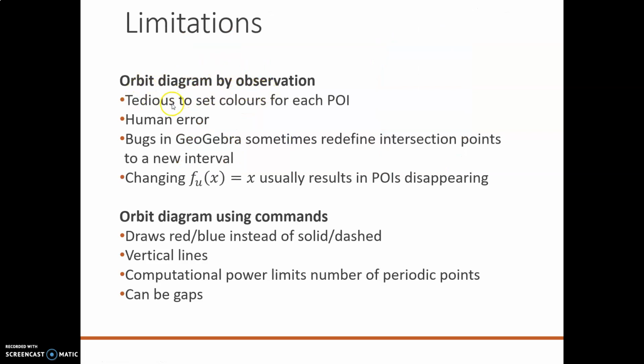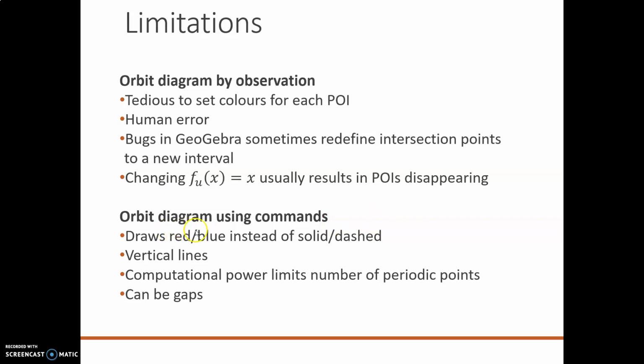The orbit diagrams by observation were tedious to set the colors for each point of intersection. It could involve human error if you copied and pasted something wrong or referenced the wrong cell. There were bugs in GeoGebra. Sometimes when you end up using the slider, some of the points of intersection would be redefined to other points and they would never come back to their original. Changing f of u of x usually results in POIs disappearing, and this was a really big difference between the first model and the second model. When we changed to a more advanced version, we didn't have to go through all that work again to find the points of intersection because they were already there.